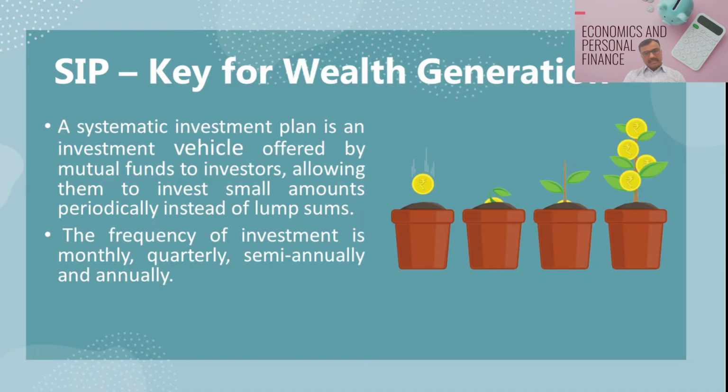Now, how does it work? Let's see. When an investor opts for SIP, they commit to depositing a fixed amount of money at regular intervals into a selected mutual fund scheme. This amount is deducted automatically from your bank account based on the chosen frequency. For example, if an individual chooses a monthly SIP of 5,000 rupees, the specified amount will be deducted from their account every month on a specific date.